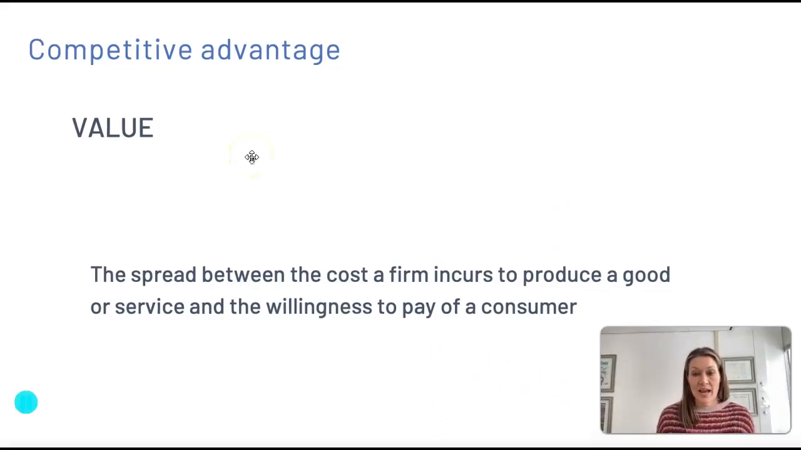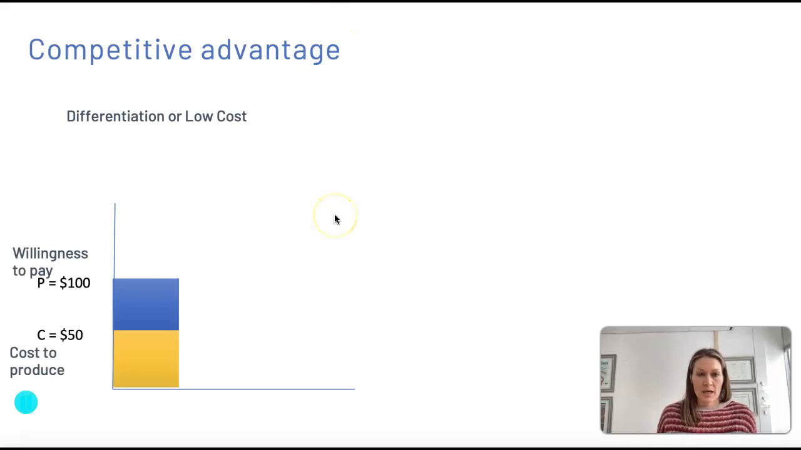So let's illustrate how you increase competitive advantage in a very, very simple way. Assume you make widgets and you can charge customers $100 for a widget. It costs you $50 to produce a widget. The value you create is this wedge between the customer willingness to pay and the cost to produce that widget. So that's $50, this blue box here.